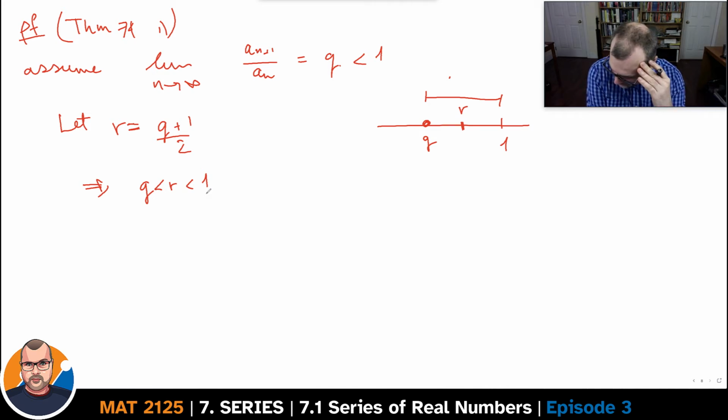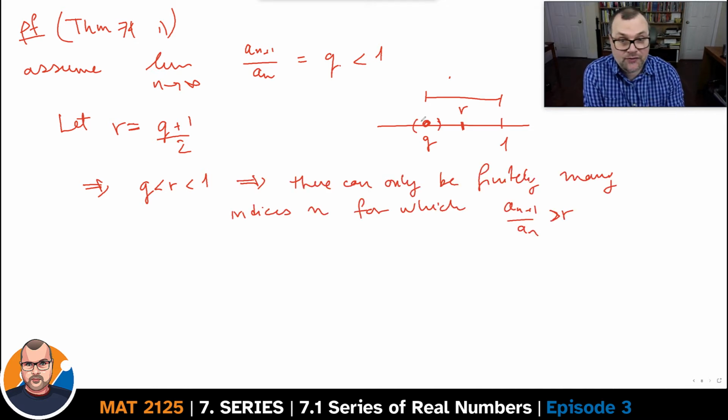But what we do know here is that there can only be finitely many n for which a_{n+1} divided by a_n is greater than r. If that wasn't the case, if there were infinitely many indices n for which a_{n+1} divided by a_n was greater than r, then q could not be the limit. Because if you were to pick a small enough epsilon neighborhood around q, you wouldn't have that all of the ratios would be in that neighborhood after a certain threshold N_epsilon, right? So you don't have a choice. There can only be finitely many such indices.